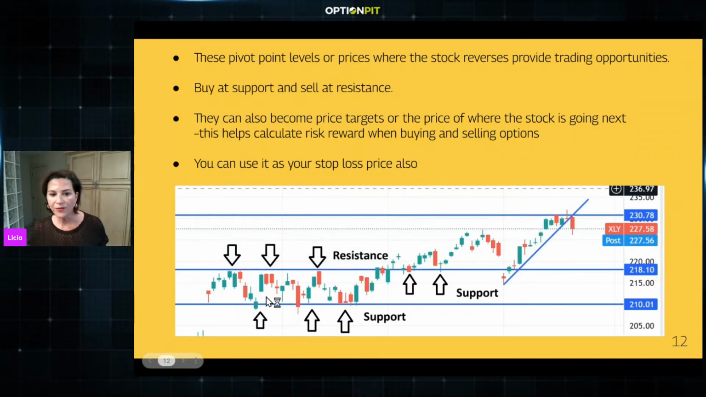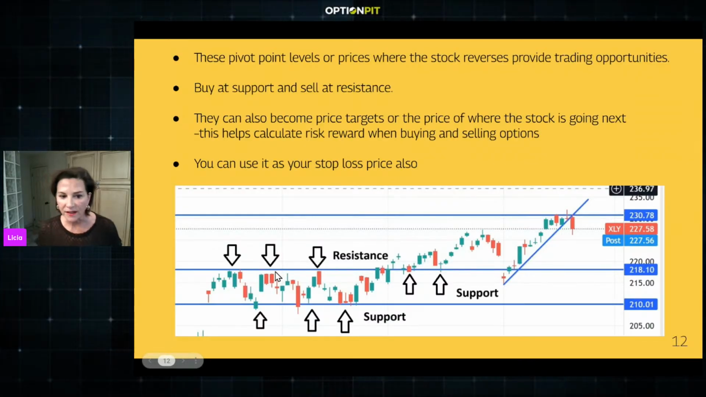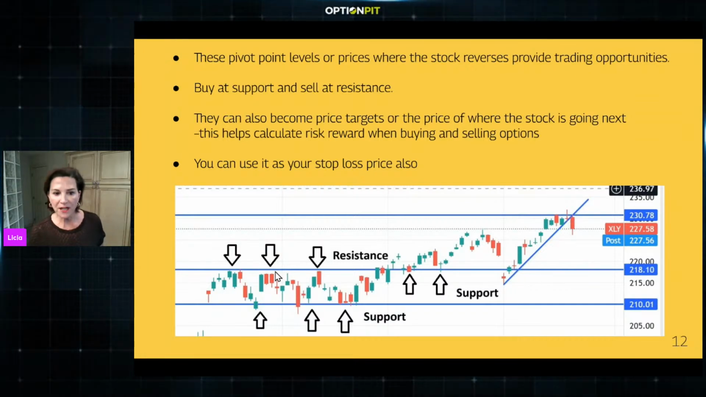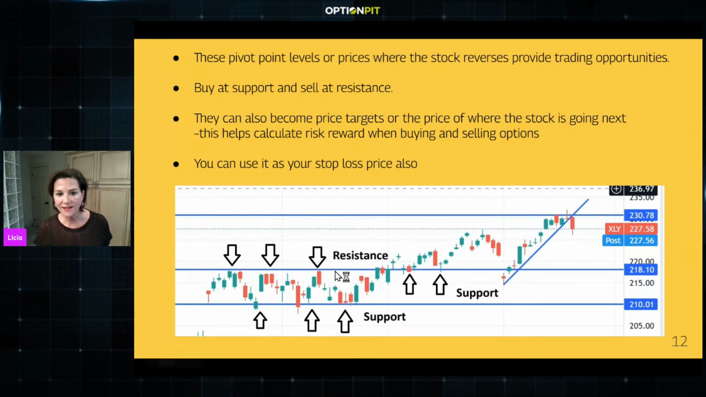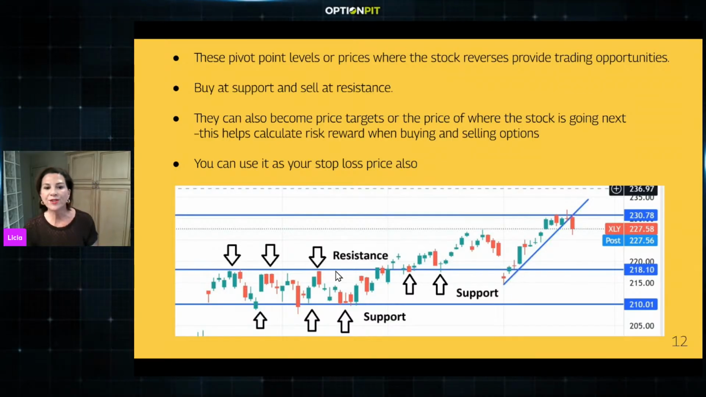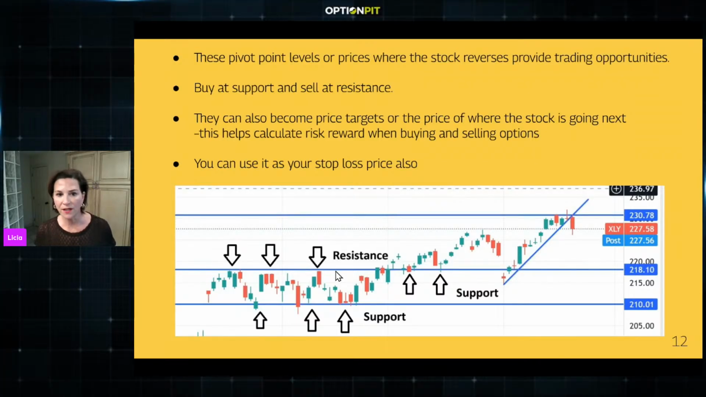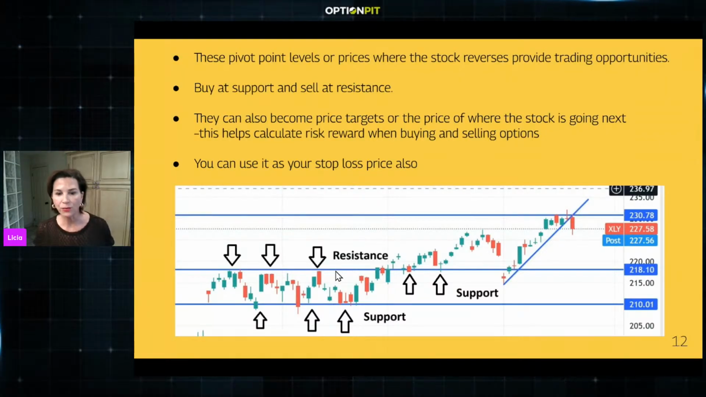How much can I pay for this option? How much will this option be when it hits my price target up here? Is it worth it? Is that option going to move enough for me to make money on it? So having a price target helps you determine, when you're buying or selling options, if the risk reward is there. That's why you need a price target. Your trend lines will help you where to enter, where to exit. That's why you need to know that.